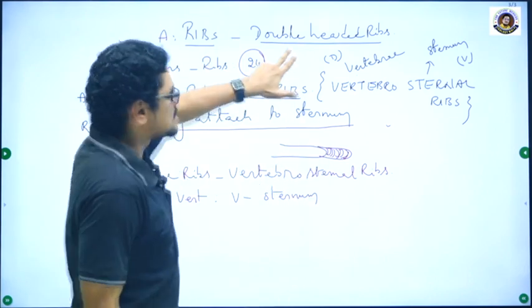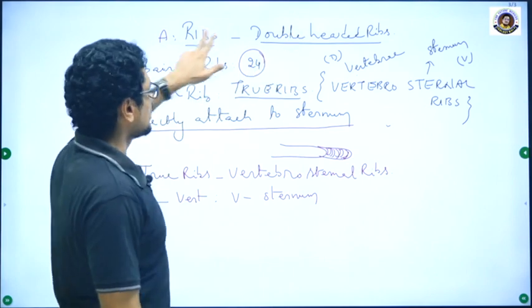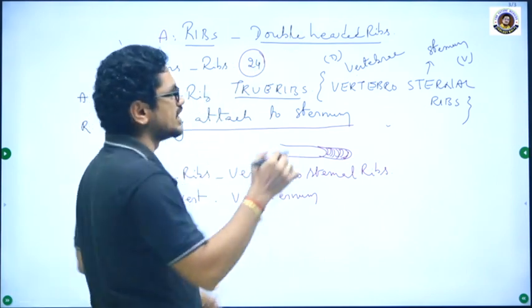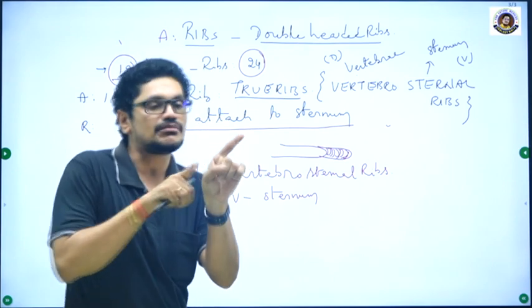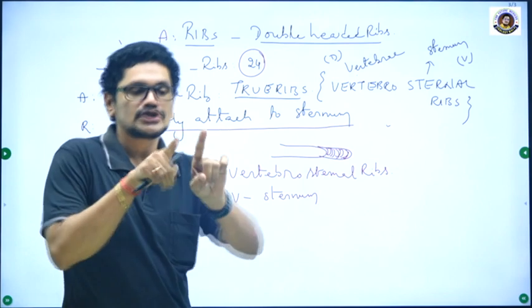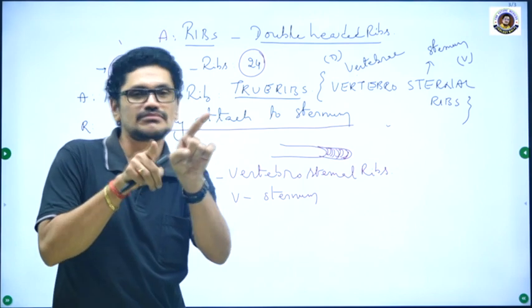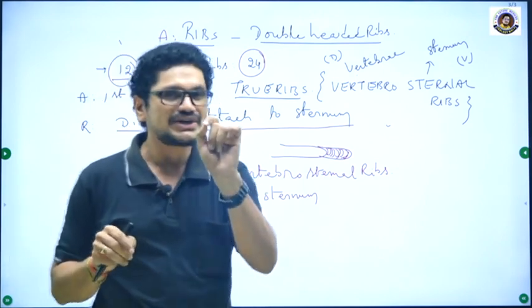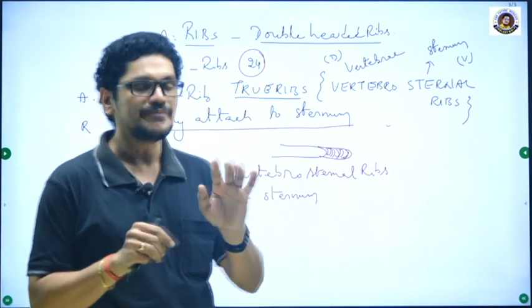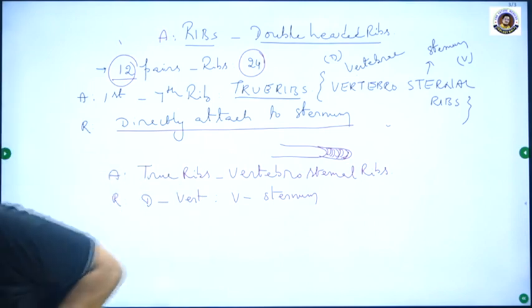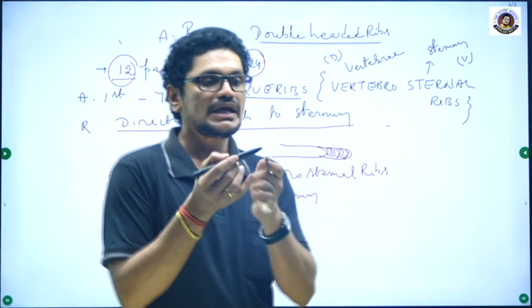And now ribs, double-headed ribs are present. Why are they called double-headed ribs? Just now I told you two heads are present. One is capitulum, another one is tuberculum. Two articulations, capitulum and tuberculum. It will become a bit deep for you. It's not that much required. That's why I am not putting it on the board. But you just remember one thing, capitulum and tuberculum.